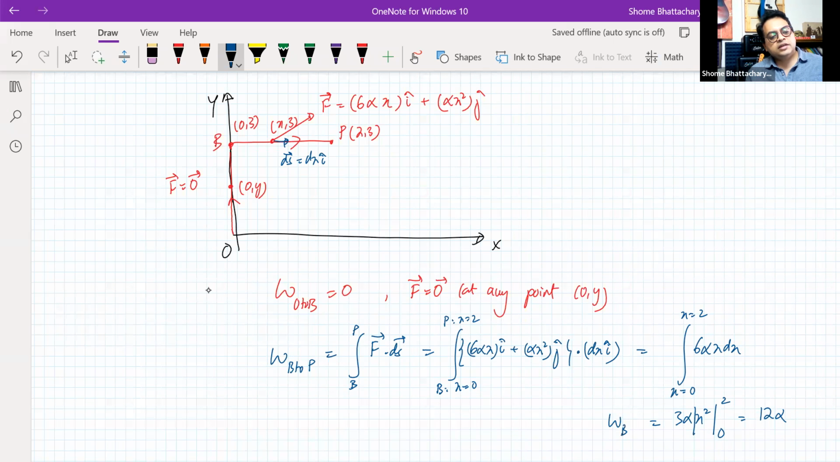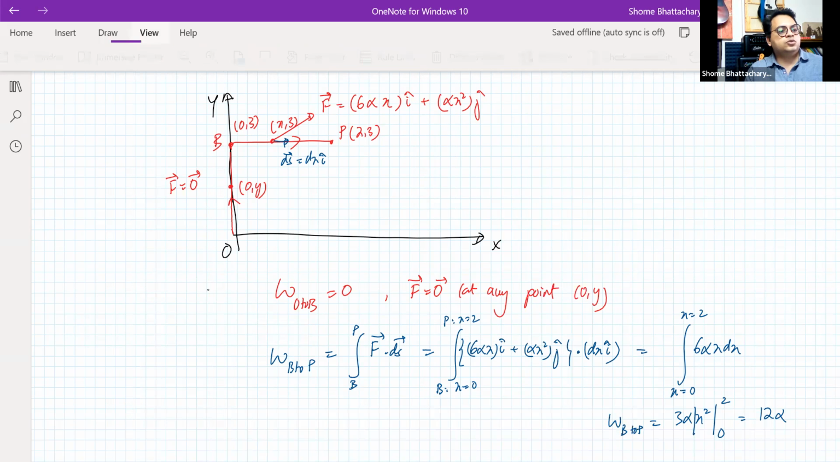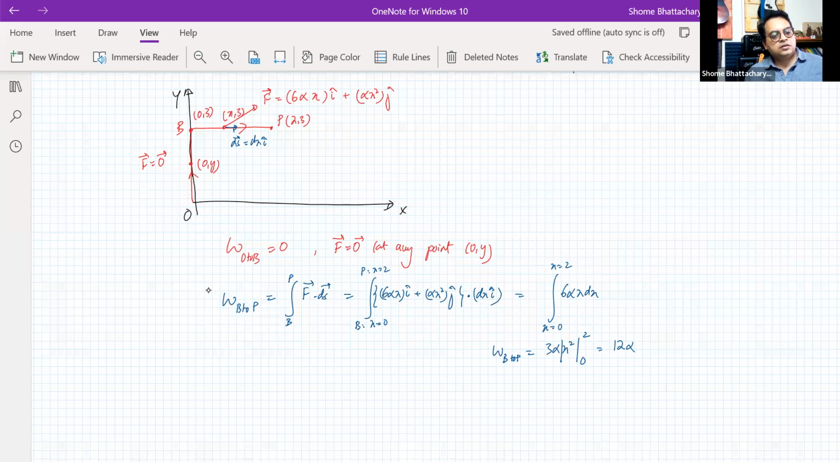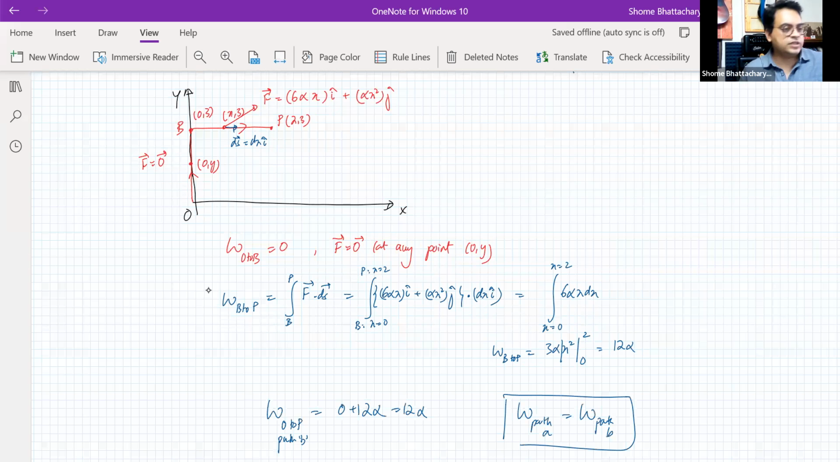So far what we are seeing is that in these two particular paths, the work done is the same. So work done from O to P by path B is also equal to 12 alpha. So work done by path A is equal to work done by path B. Doesn't necessarily prove that it's a conservative force, but for these two paths we can see the work done is the same.